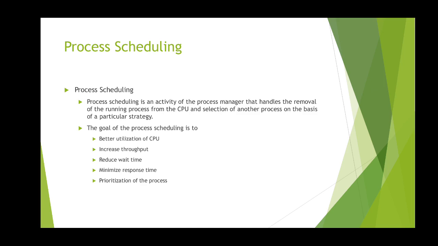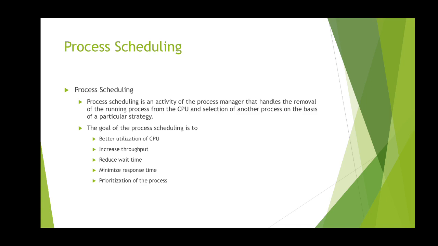And the process scheduler inside the operating system will assign any one of the processes to the CPU, and the assignment is done based on the priority of the processes. So we can say that process scheduling is an activity of the process manager that handles the removal of a running process from the CPU and selection of another process on the basis of a particular strategy. And this strategy is called the process scheduling algorithm.